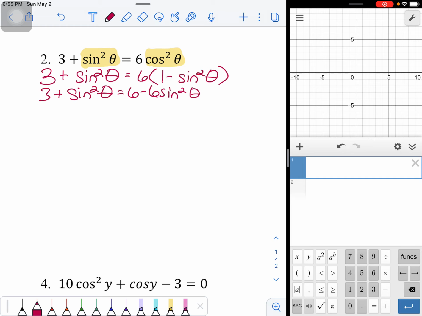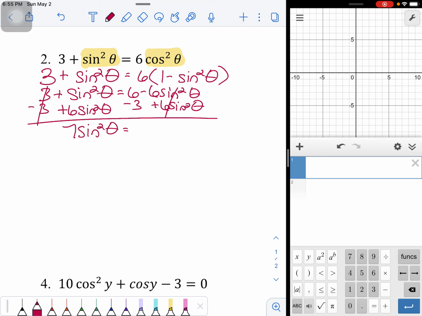So this is going to become, let's go ahead and just show it. So plus 6 sine squared theta here, plus 6 sine squared theta here, minus 3, minus 3. All right, so those terms are going to go. We're going to have 7 sine squared theta is equal to 3, which means sine squared theta is equal to 3 over 7. And at this point, I'm going to stop and take the square root of both sides.